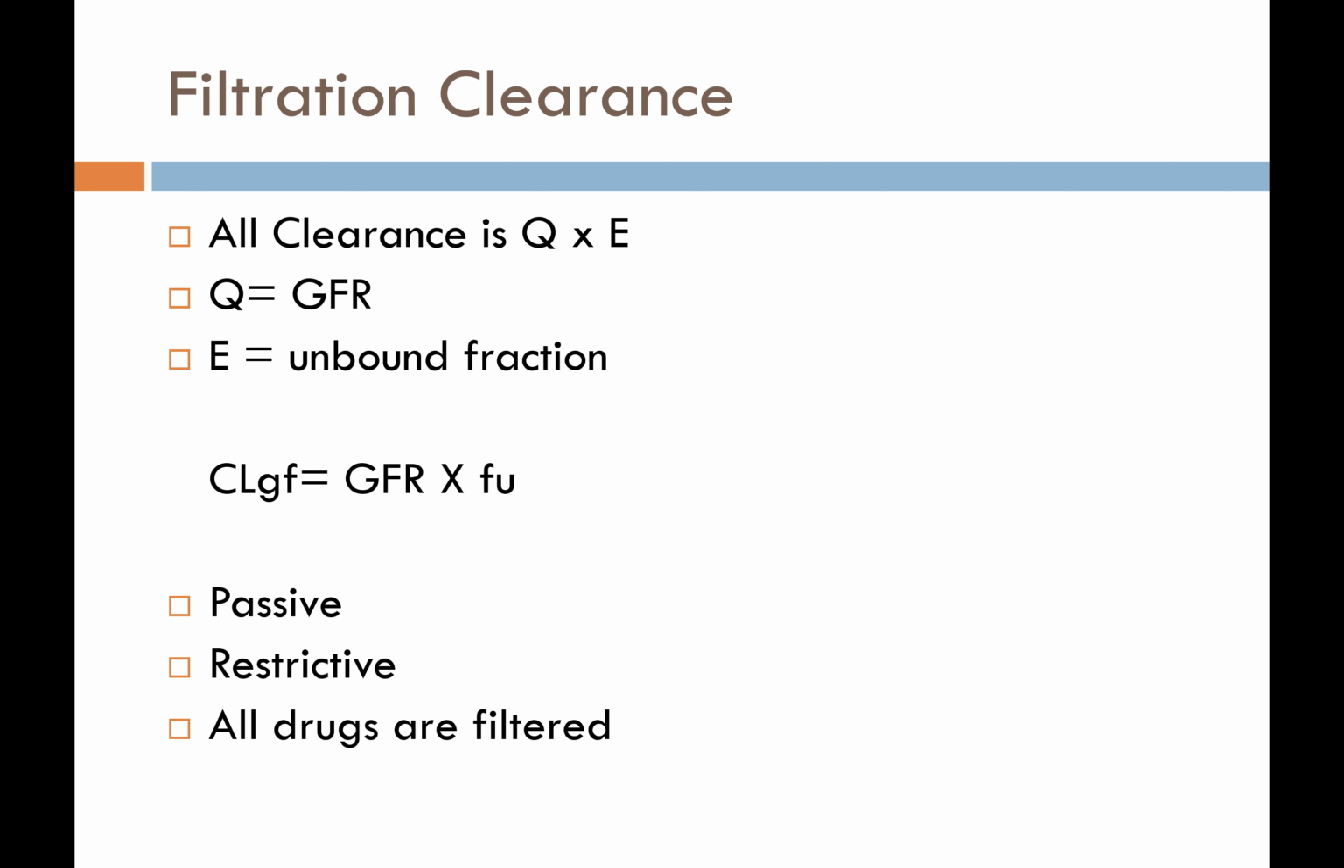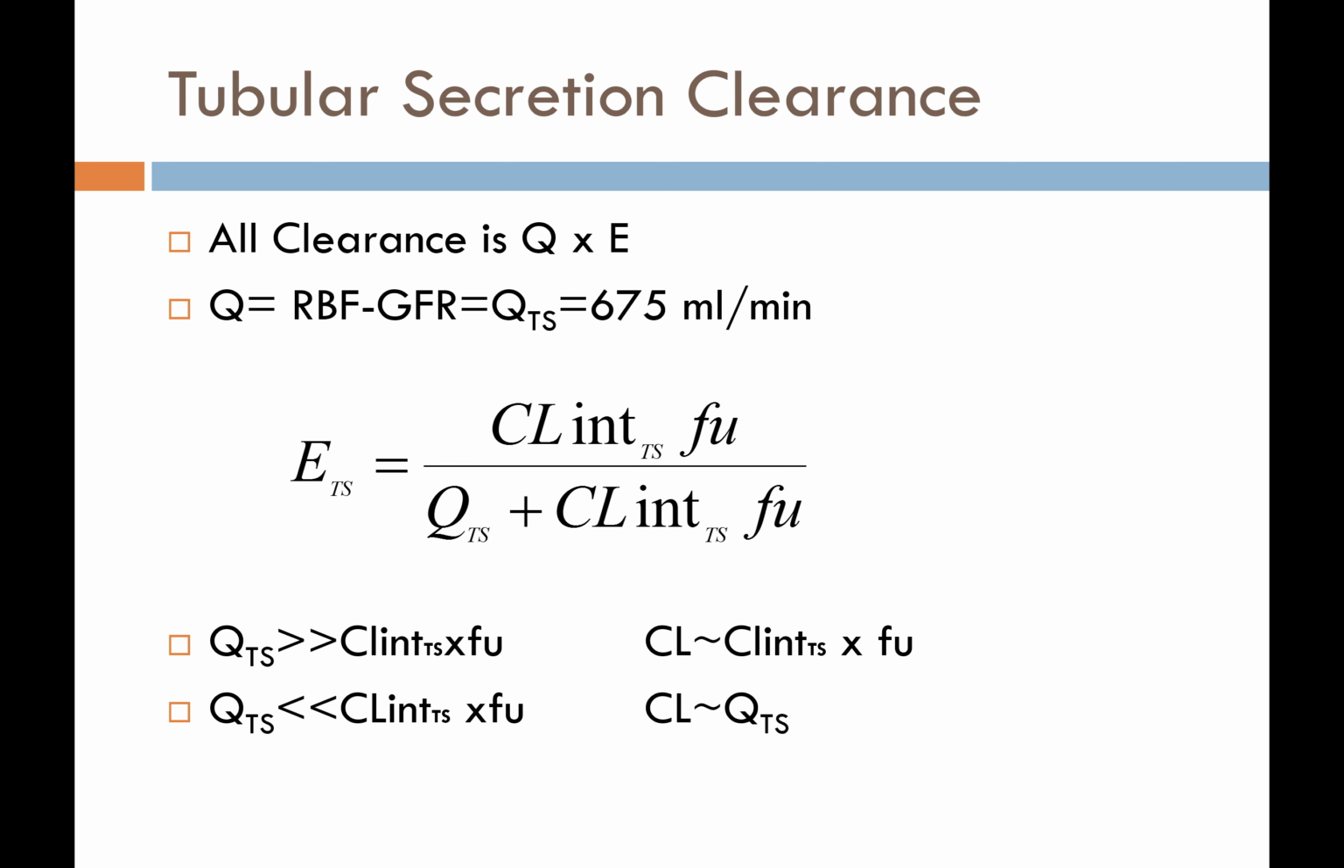And then all drugs are filtered. So this is fairly straightforward for the filtration clearance. So now going into the tubular secretion. So all clearance is the GFR times fraction unbound, or Q times E.